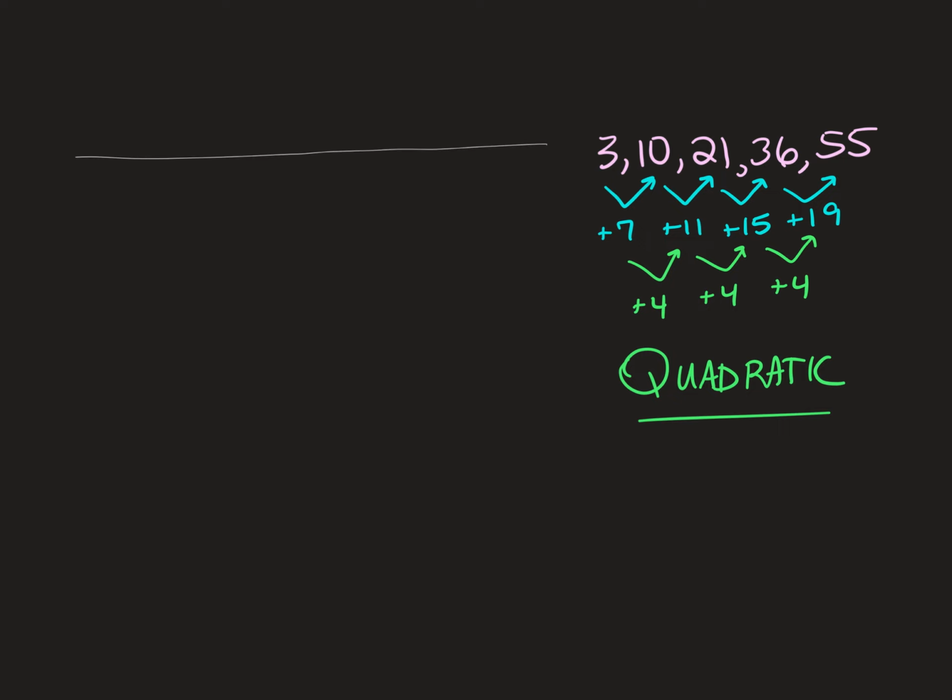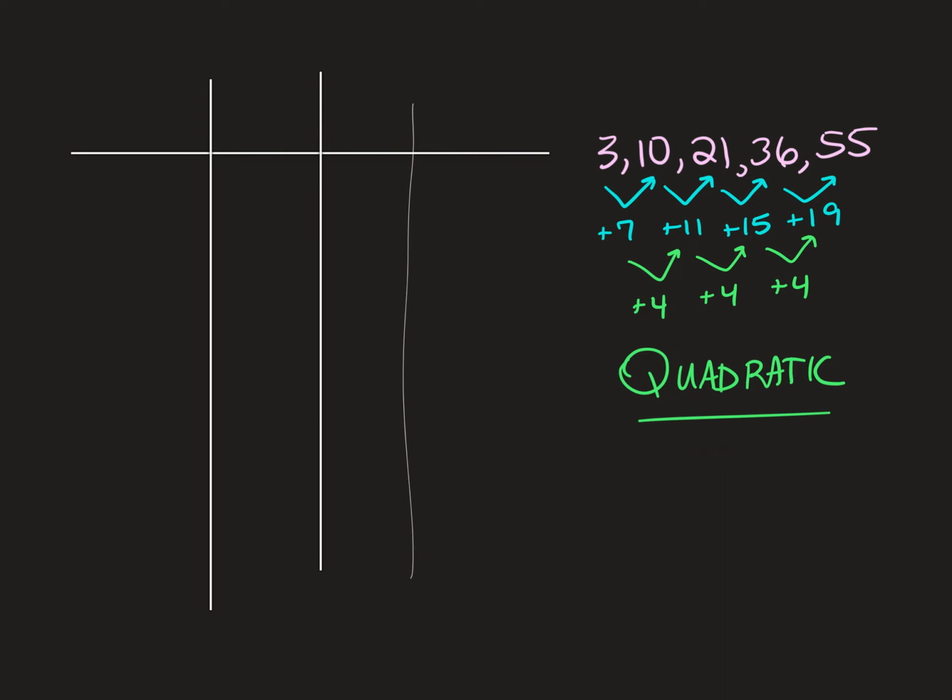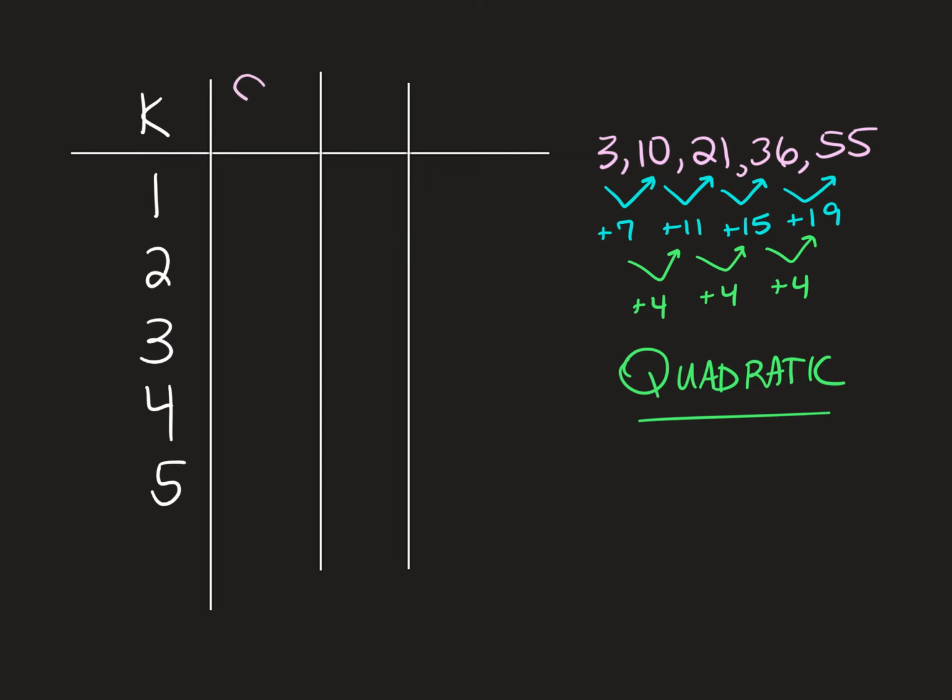All right, there we go. So I could just give myself 4 columns. I don't know if I'll use all 4, but let's at least start with these 4. So I've got my k values 1 through 5. I've got my sum of each of the k values. So that's 3, 10, 21, 36, and 55. And then the idea that it's going to be quadratic. So I know at some point in that equation, I'm going to need a k squared.